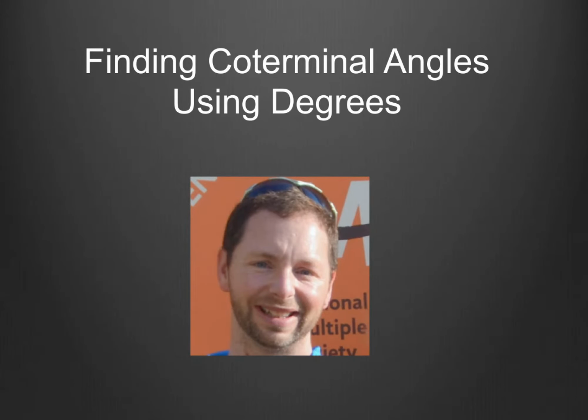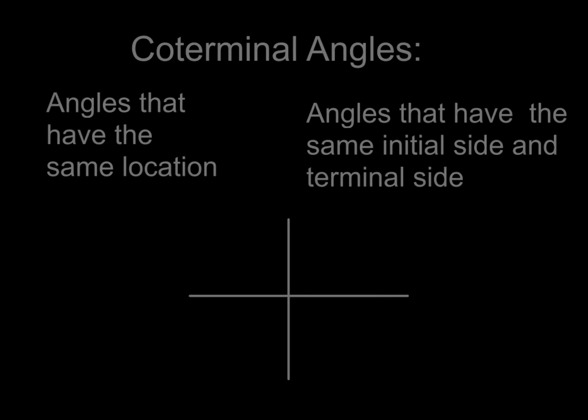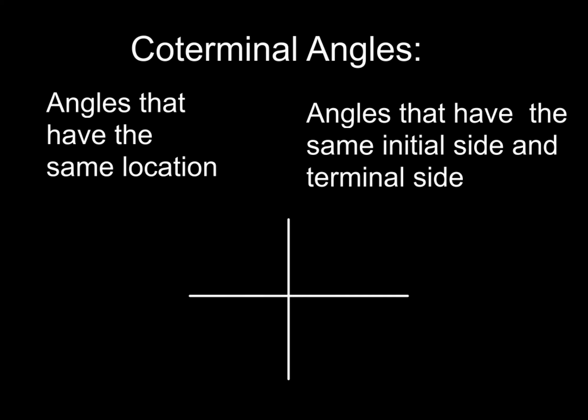This is Mr. Muscarella coming at you, and today we're taking a look at how to find coterminal angles using degrees. There'll be a separate video on finding coterminal angles using radians, so be sure to check out that one as well. Now the first thing we actually need to do is figure out what coterminal angles are. Generally speaking, they're angles that have the same location. Another way to think about it is angles that have the same initial side and terminal side.